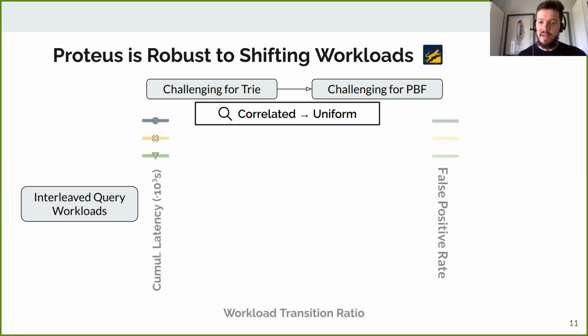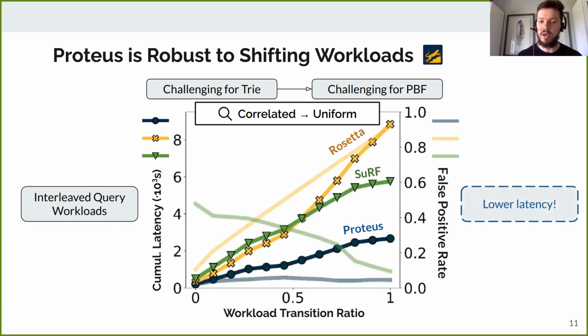Here again, the cumulative latency is our main performance metric, but we also report the average false positive rate as the workload changes. Overall, we see that Proteus can outperform both Surf and Rosetta because of the performance advantage, but also because the sampling happens continuously and therefore even filters built on cold data are kept up to date.